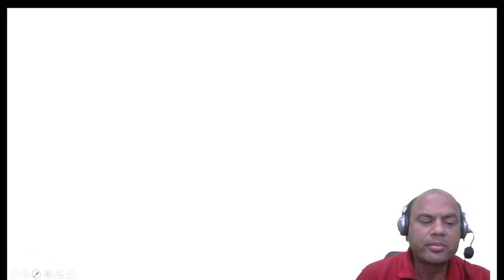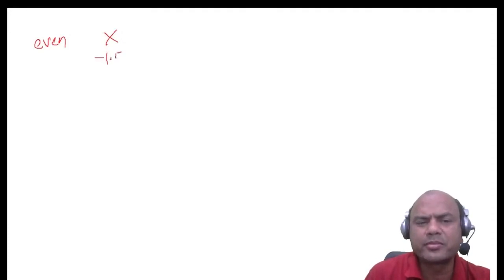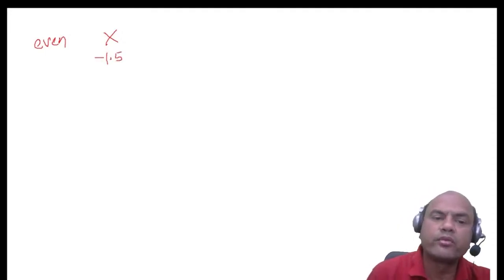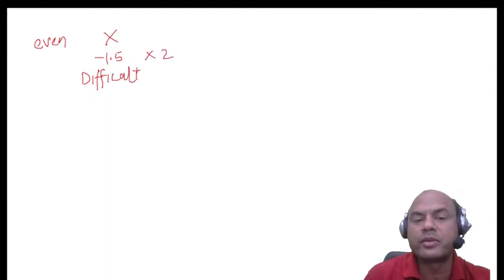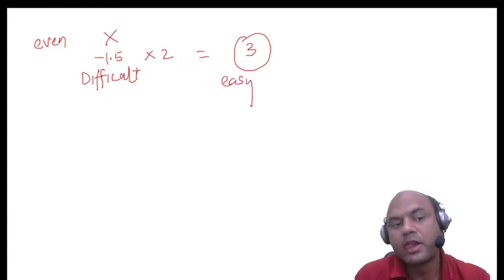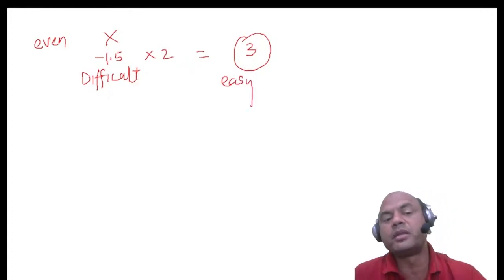What is the difficulty in it? See here, the problem over here is, why do we multiply this by 2? Because look at this, X, whenever we have even numbers. What were the x values? Minus 1.5, something like this. It was in points, and whenever it is in points, it's difficult to calculate. So if I multiply by 2, then what happens? 1.5 becomes 3. So now this is easy. And that's why we multiply this x by 2. Whenever we have an even number of elements, we multiply this x by 2.